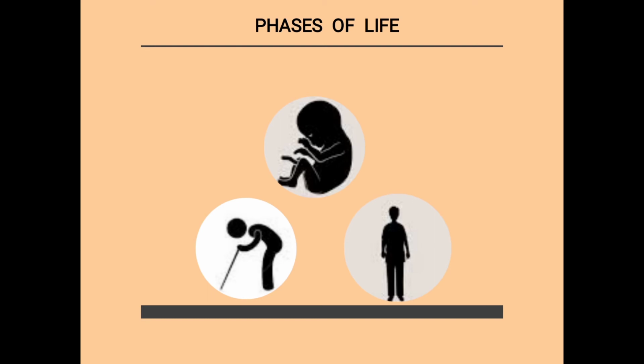Next, the phases of life. Every organism has different phases in its life cycle. I have given three phases here. It is common for all living organisms. From birth till death, the organism has three main phases in its life cycle.